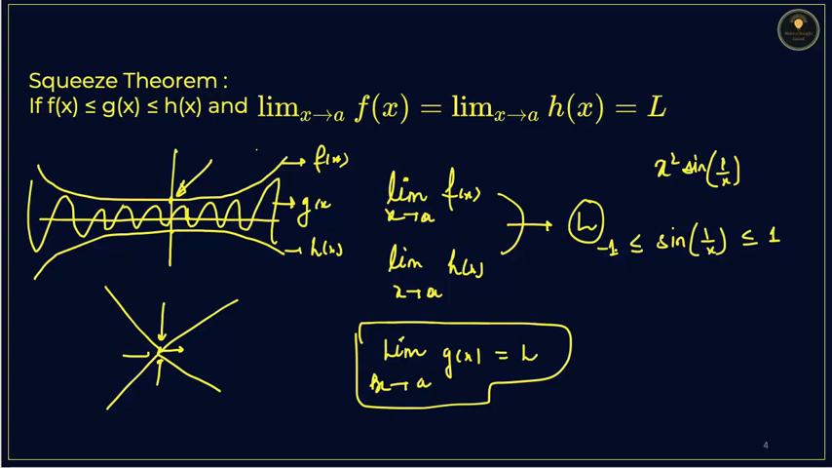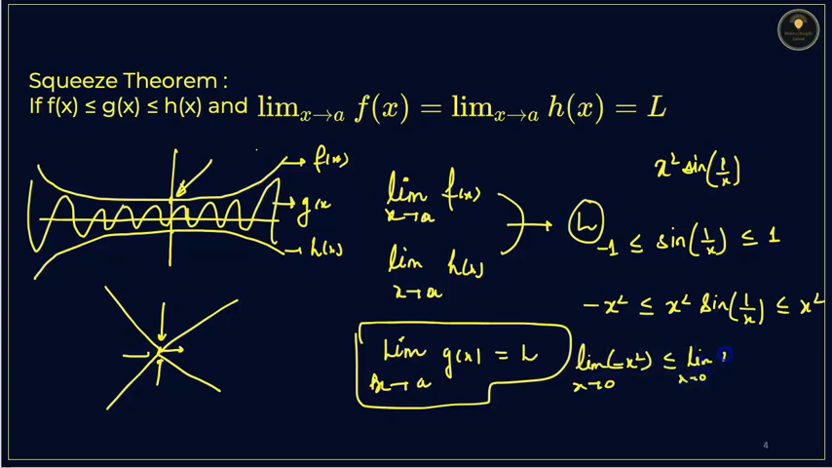Whenever we get a cyclic function, sine will always be less than or equal to 1 and greater than or equal to minus 1. Now if you multiply x square on both sides, you will get minus x square less than or equal to x square sine of 1 by x, which is less than or equal to x square. Now if I apply the limit x tending to 0 here, you will write limit x tending to 0 of minus x square, limit x tending to 0 of x square sine of 1 by x, and limit x tending to 0 of x square.